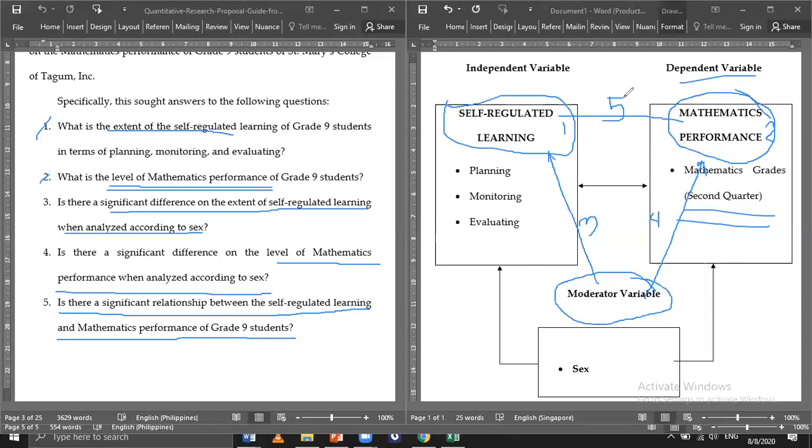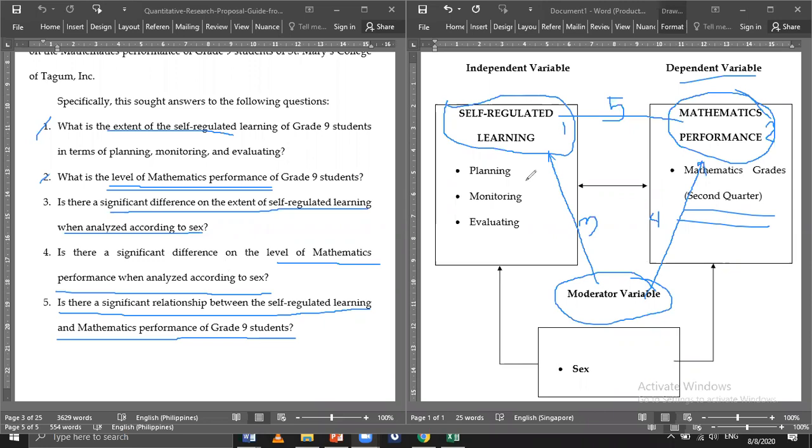So that's how she created the statement of the problem. If you have other questions regarding this area, you can type in the comment below or maybe ask that during our online class. Okay?